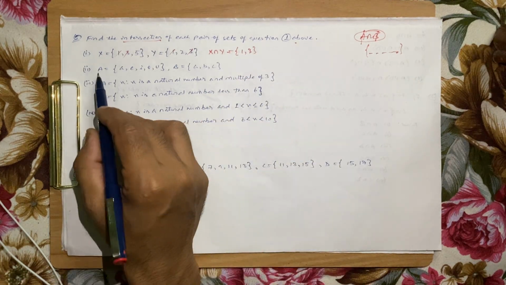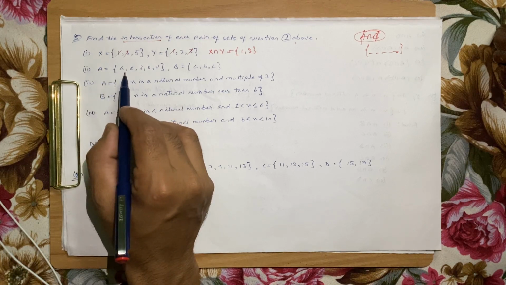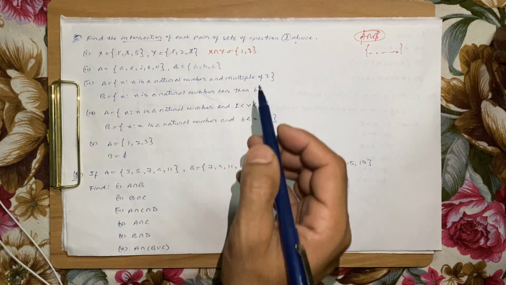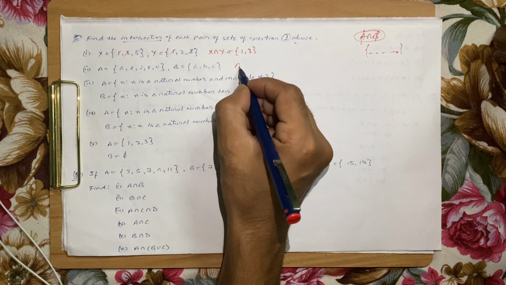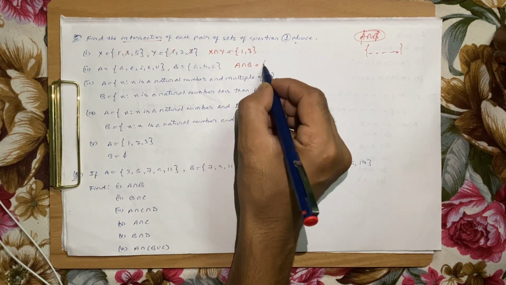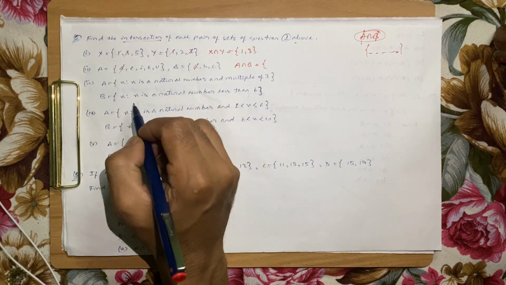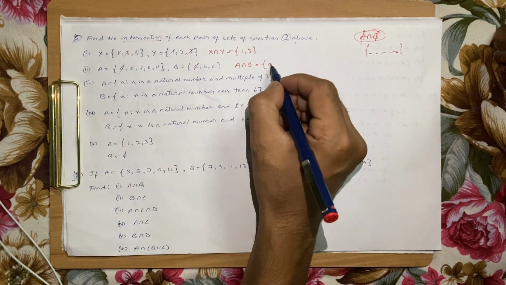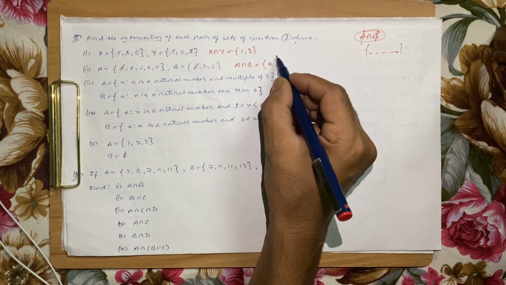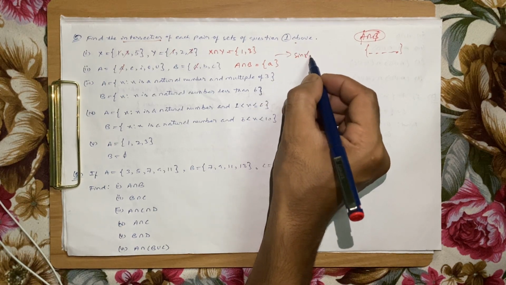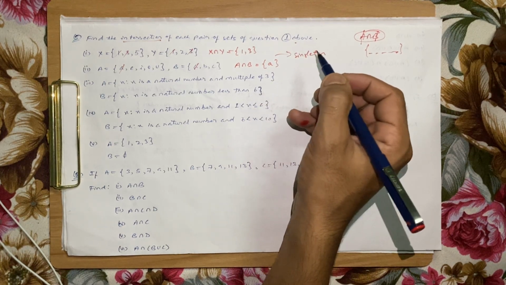Now for the second one, A is what? The set of vowels, and B is what? A, B, C, the first 3 English alphabets. So what will be A intersection B? This is a set that has all the common elements that are present here. A is common to both of them, and rest nothing is common, so just A. So this is a kind of singleton set, right? Singleton set, a set that has just one element in it.